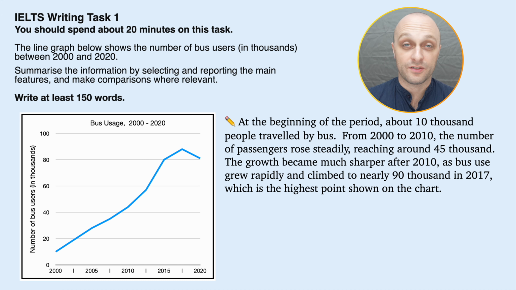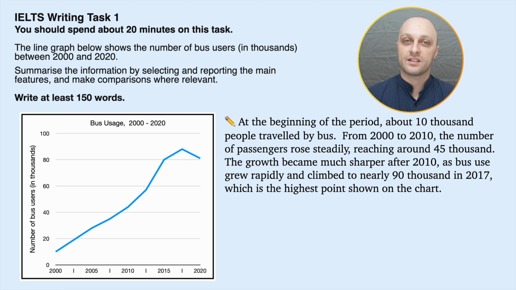At the beginning of the period, about 10,000 people traveled by bus. From 2000 to 2010, the number of passengers rose steadily, reaching around 45,000. The growth became much sharper after 2010, as bus use grew rapidly and climbed to nearly 90,000 in 2017, which is the highest point shown on the chart.